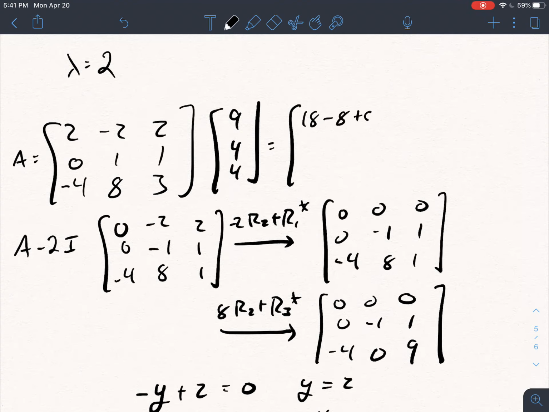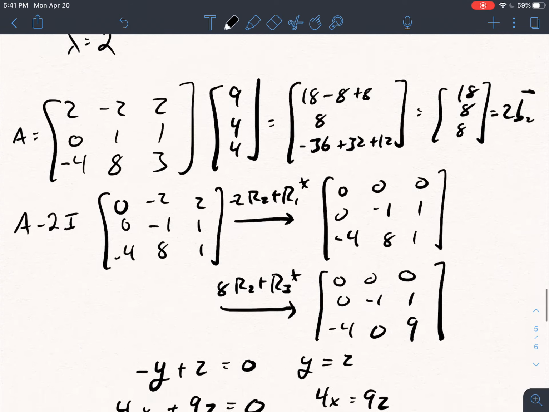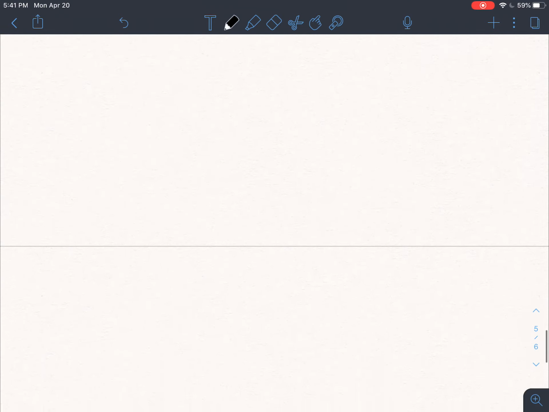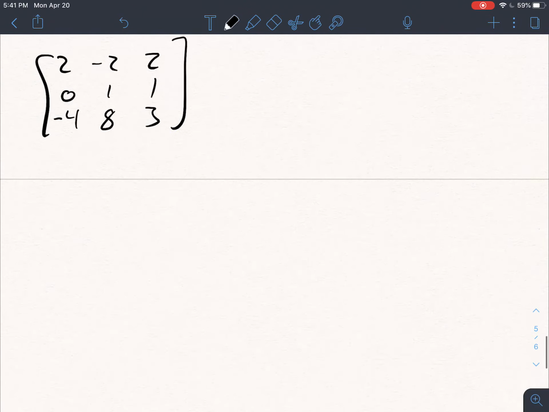If I do A times 9, 4, 4, do I get the right thing? 18 minus 8 plus 8, so I get 18. 0 plus 4 is 8. -36 plus 32 plus 12. So this is 18, 8, and 44 minus 36 is 8. This is equal to 2 times our vector b2. So that's perfect. Works.